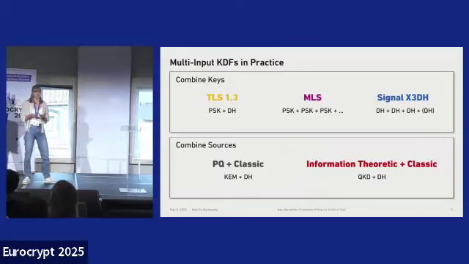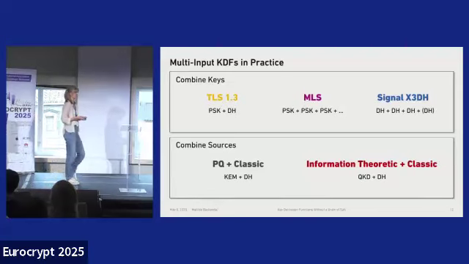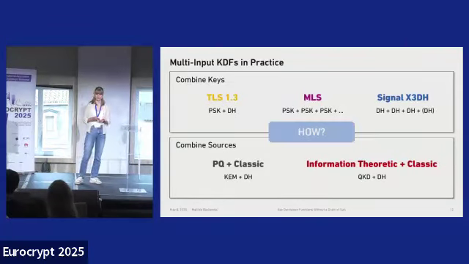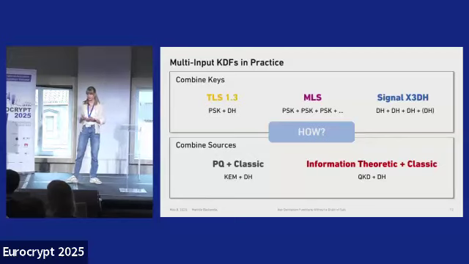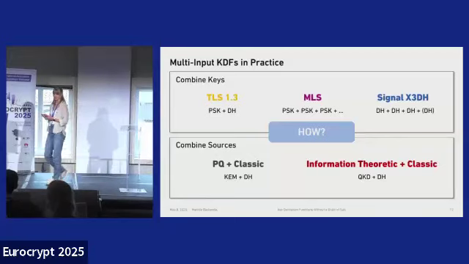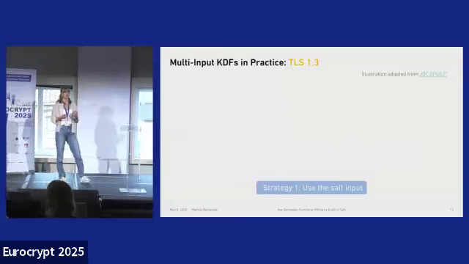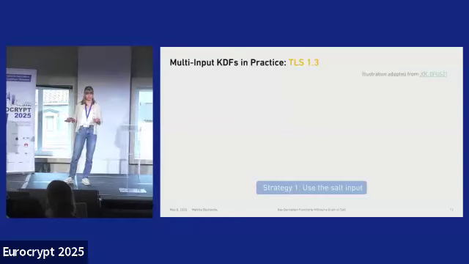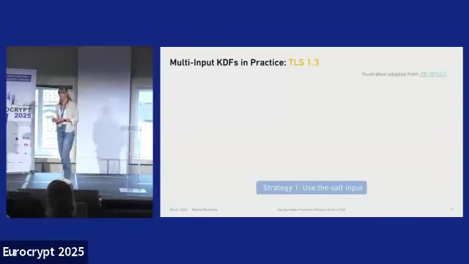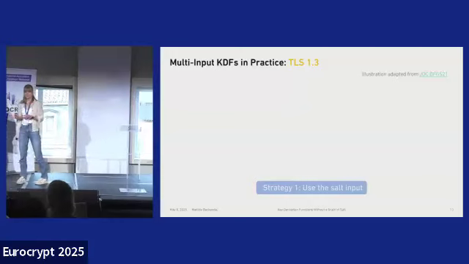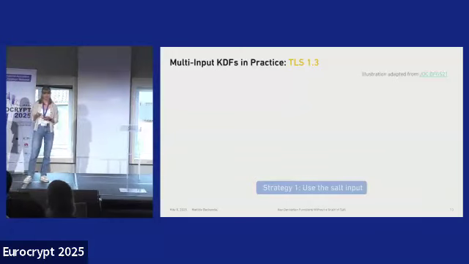So how do these constructions work, given that the current syntax for KDFs only supports a single input? Well, let's take a look at some of the strategies used in practice. The first strategy is to use the salt input. Remember that the extractor takes as input a salt, but I said that in practice no one uses salt. So what some of these protocols thought is, let's just put the second key material input there. This is what TLS 1.3 does, for example.